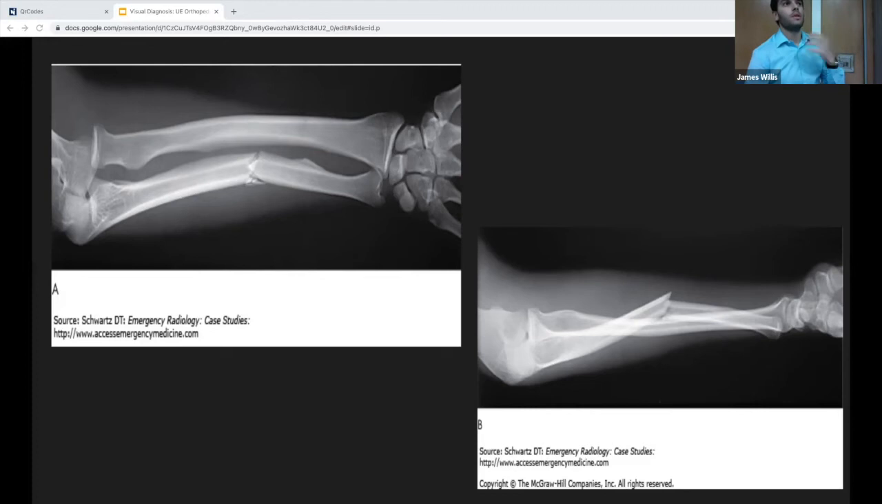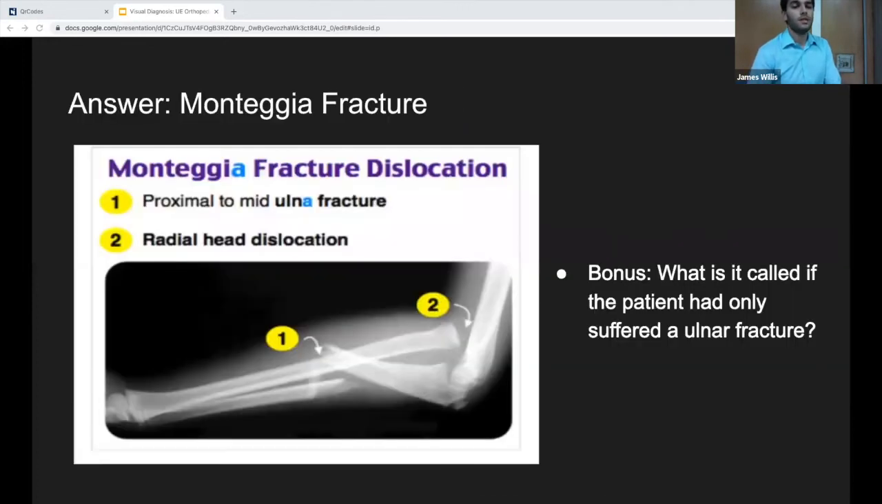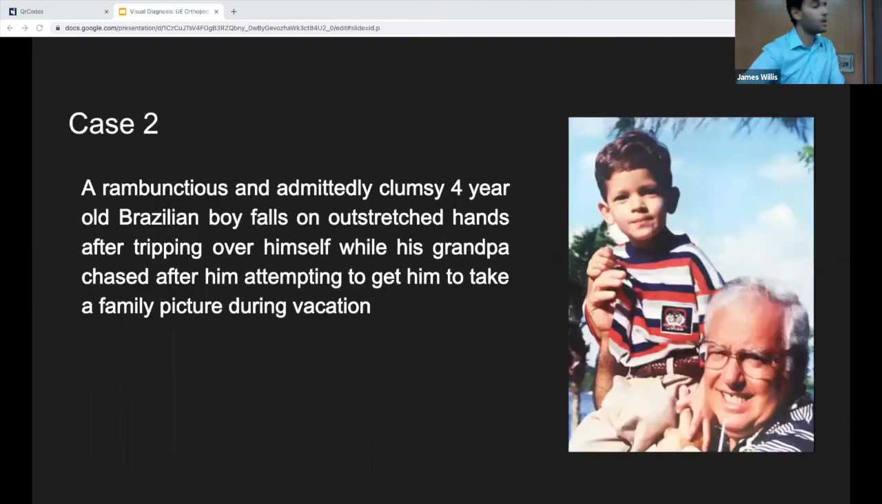Does anyone know the type of fracture this is? Yeah, Monteggia fracture. So that's when you get the ulnar fracture, usually in the proximal or middle shaft, and then you get that radial head dislocation. Does anyone know what it would be called if there was no radial head dislocation and you just had the ulnar fracture?